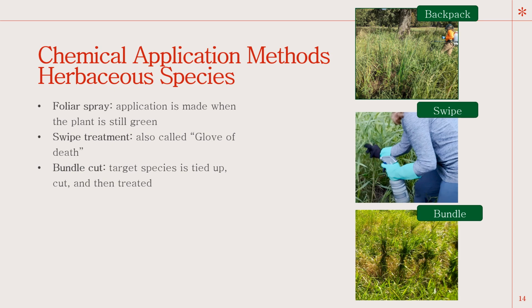There's a swipe treatment, also called the glove of death, which involves putting on a rubber glove and then over top of that using a cotton glove. What you do is you have a spray bottle with herbicide and you spray your cotton gloved hand and you sort of just run the herbicide up the plant. This is really great for isolated patchy spots of Phragmites or other invasives versus using a foliar treatment where you're going to just be spraying indiscriminately. This is very localized.